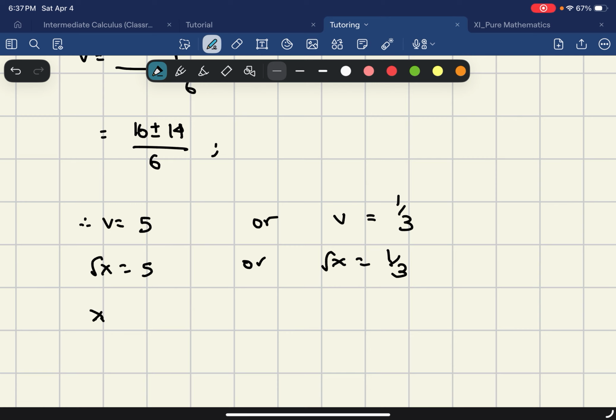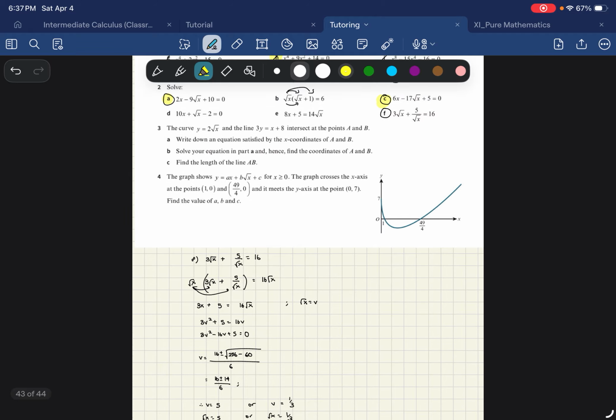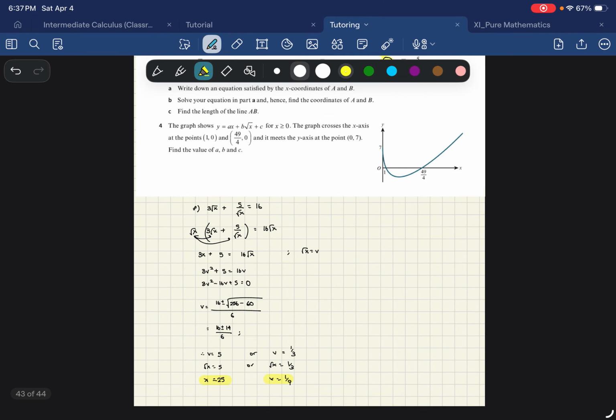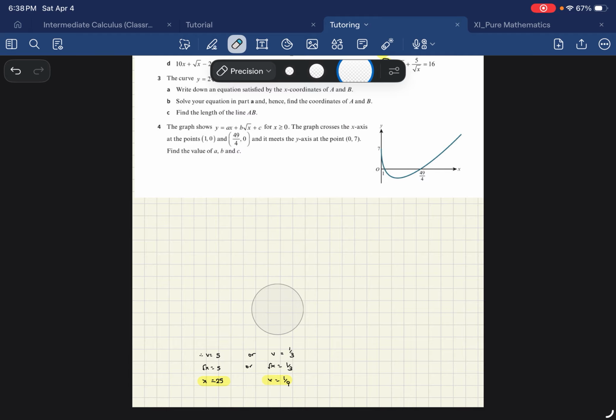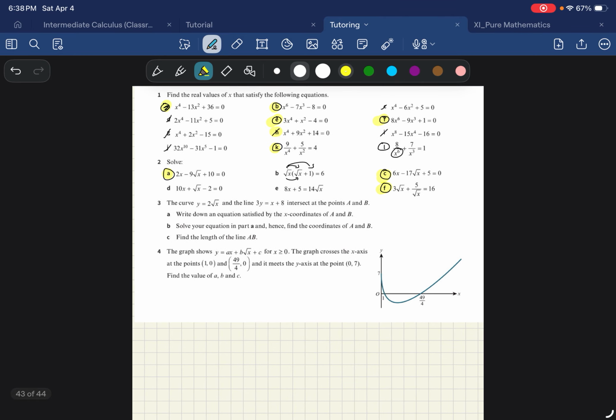And x should be 25 if you square both sides. So if you want to cancel out the square root, you have to square both sides, right? So x is 1 over 9. So 25 and 1 over 9. Those are your solutions. This is F. Yep. All right. So 25 and 1 over 9. And that is it. Let's look at question 3.